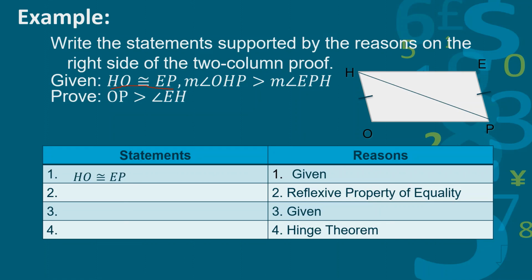Okay? So in the figure, tingnan natin kung ano yung maaari natin gamitan ng reflexive property. Okay, correct. HP is congruent to HP. And then, we are going to use the other given: the measure of angle OHP is greater than the measure of angle EPH. Now, we can say that OP is greater than EH by Hinge Theorem.